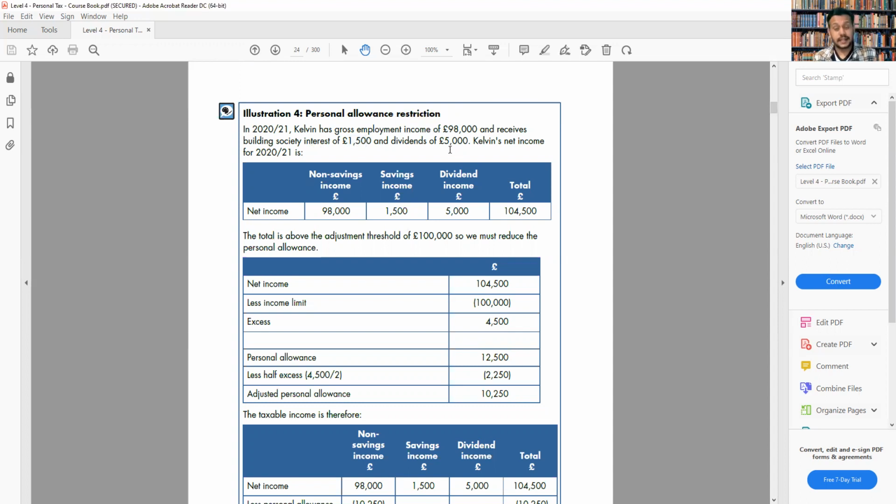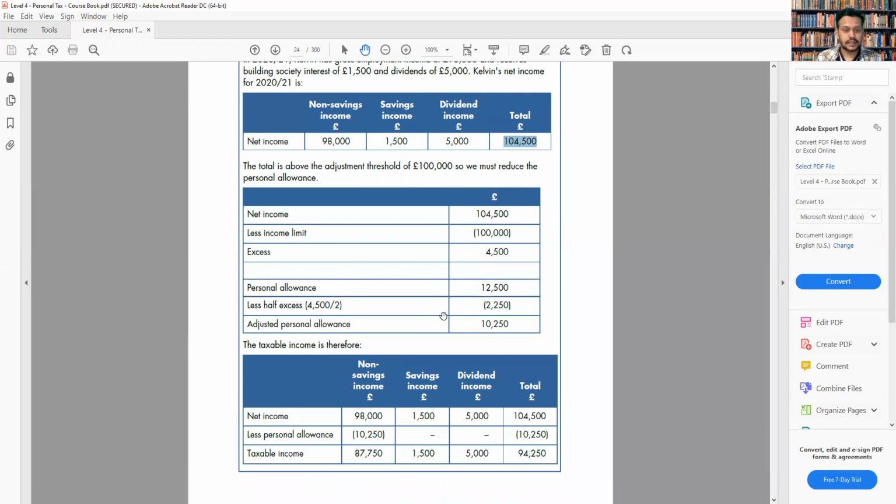So you understand his net income is more than 100,000, because 98,000 plus 1,500 plus 5,000. So you can see net income is non-savings 98,000, savings 1,500, and dividend 5,000. So total net income for him is 104,500. Now, of course, if it is more than 100,000, the personal allowance figure has to be reduced. Let's have a look how to do that.